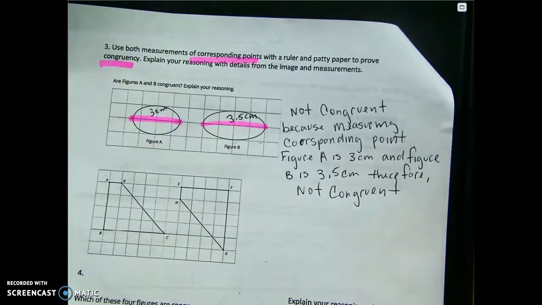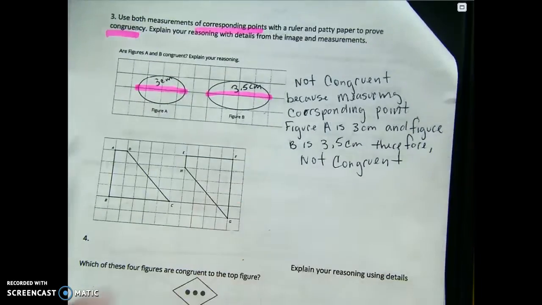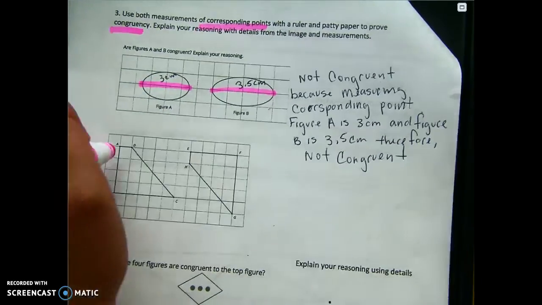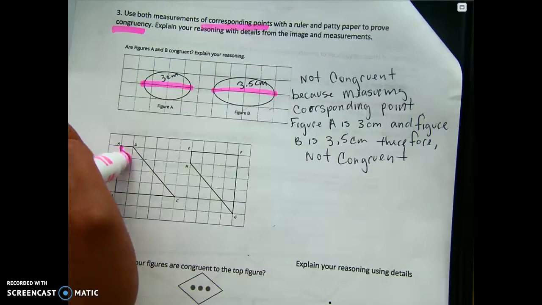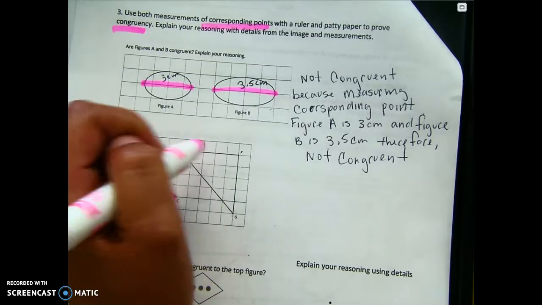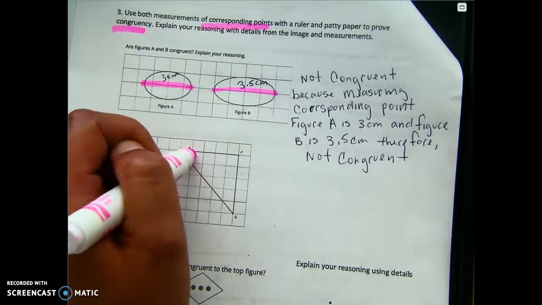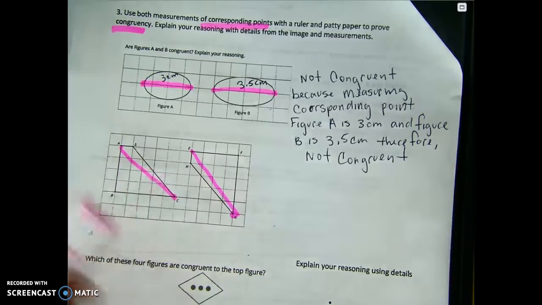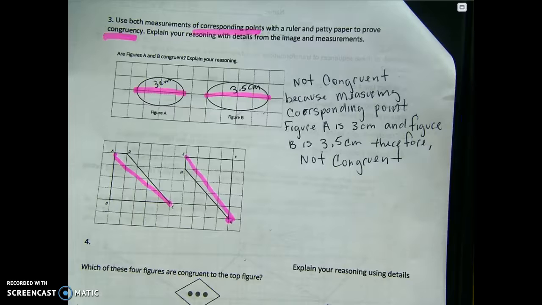You're going to do the same thing for the other one. You're looking for proof. You're using a ruler. I will provide rulers in class. I can mark this point, A and C, and E and G. I know mine kind of went close, and you will measure the line to see if they're congruent. Good luck on that.